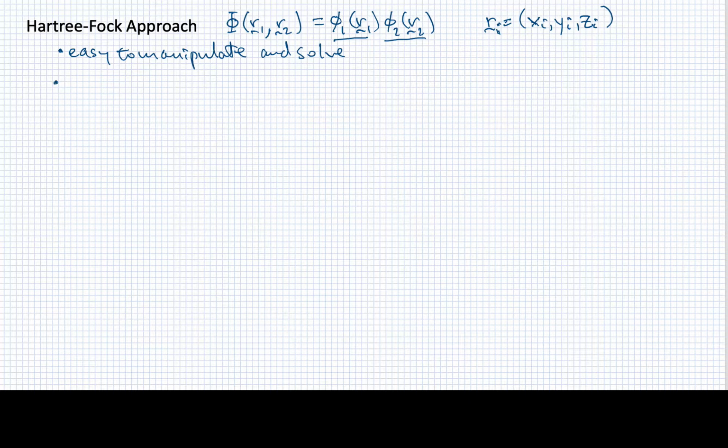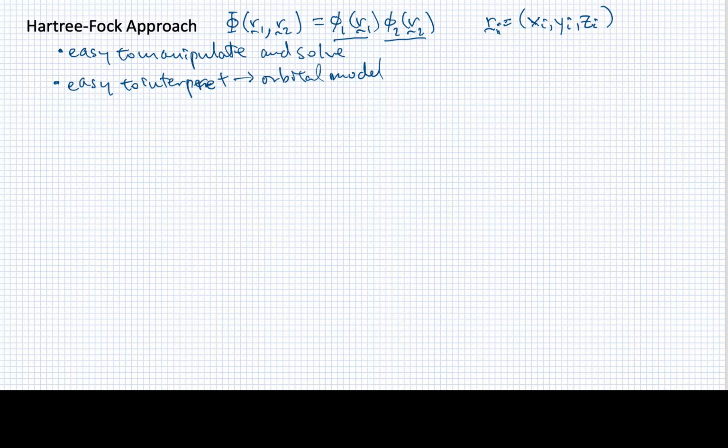Another thing that's good about it is that it's easy to interpret. For whatever reason, it's easier for us to think of electrons as inhabiting one electron wave functions and just adding them together by making the product of all of their wave functions. That interpretation is what leads to the orbital model that we all learn in general chemistry, and so this is really at the basis of that orbital model.